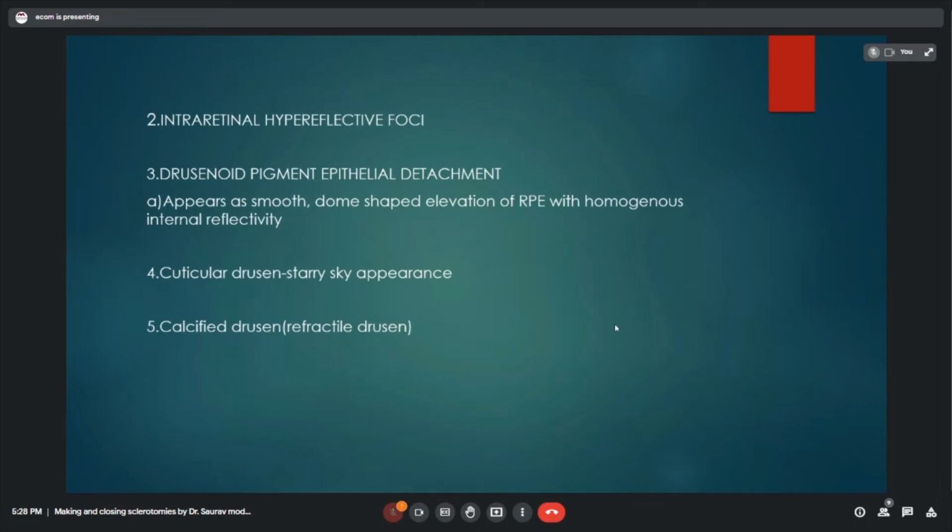Intraretinal hyperreflective foci, as well as drusenoid pigment epithelial detachments, usually appear as a smooth dome-shaped elevation of the RPE with homogeneous internal reflectivity. Cuticular drusen appear on fluorescein angiography with a starry sky appearance. Calcified drusen, refractile drusen. All these cuticular and calcified drusen on autofluorescence usually appear with a hypoautofluorescent center surrounded by a hyperautofluorescent zone. So all the drusen of this pattern, hypoautofluorescence inside and a border surrounded by hyper, are at more risk of progression to geographic atrophy.